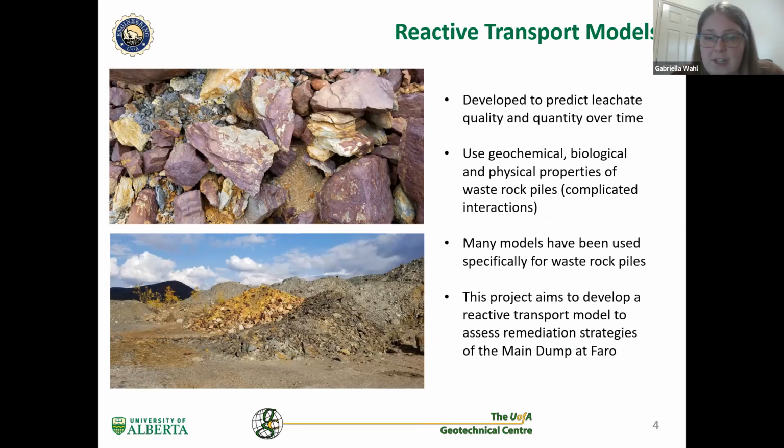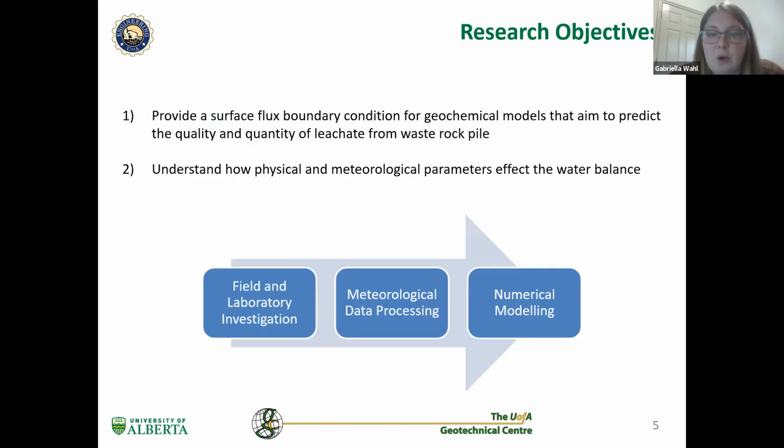So my research project is part of a larger collaboration with the University of Waterloo to develop a reactive transport model that will assess remediation efforts that can be applied to the main waste rock dump. This is a large effort that requires a great deal of collaboration between different disciplines in order to make this possible. And so my portion of this research project is tasked with determining the surface flux boundary condition for the overall reactive transport model without a cover scenario in the form of net percolation.